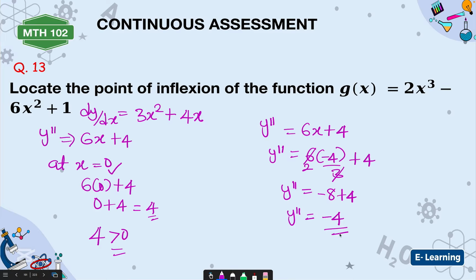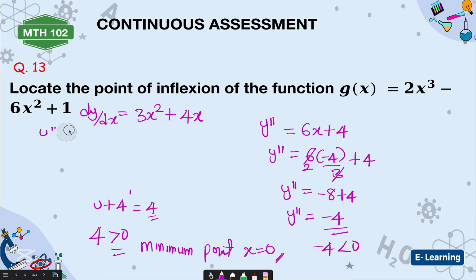And this minus 4 is less than 0. Now, the point where the value is greater than 0 is the minimum point. So the minimum point is at x equals 0. You can write it. Minimum point is when x equals 0 and not when x equals 4 over 3. So that's the answer to that question. Let us see the next one quickly.